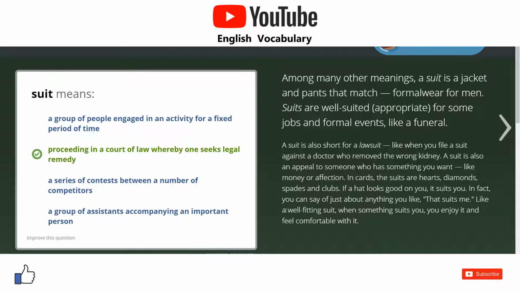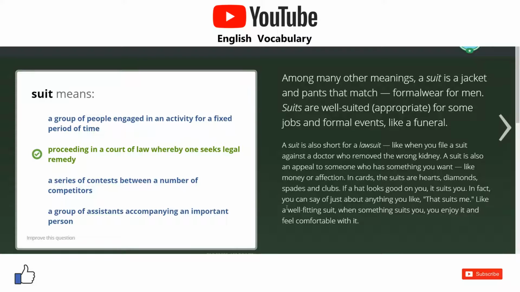Nice job. Among many other meanings, a suit is a jacket and pants that match, formal wear for men. Suits are well suited, appropriate, for some jobs and formal events, like a funeral. A suit is also short for a lawsuit, like when you file a suit against a doctor who removed the wrong kidney. A suit is also an appeal to someone who has something you want, like money or affection.